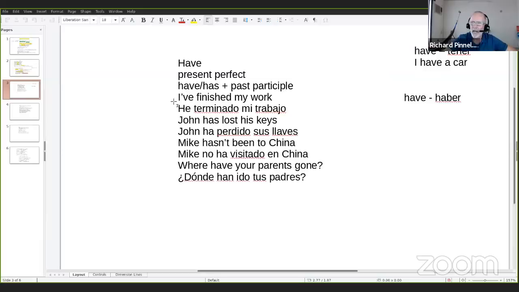I finished my work. I have. Aquí estoy usando la contracción. Muy común. Cambio de decir I have, I've. John has lost his keys. John has lost his keys.